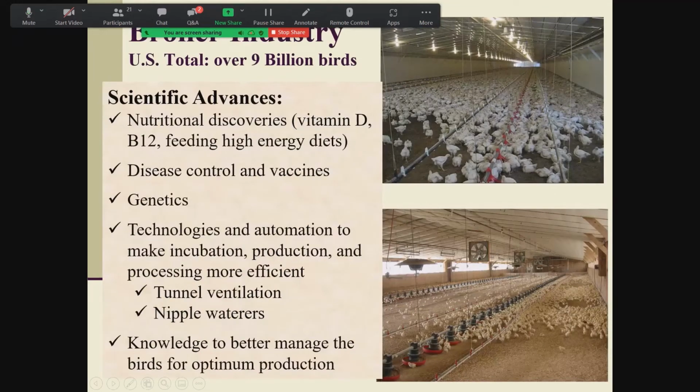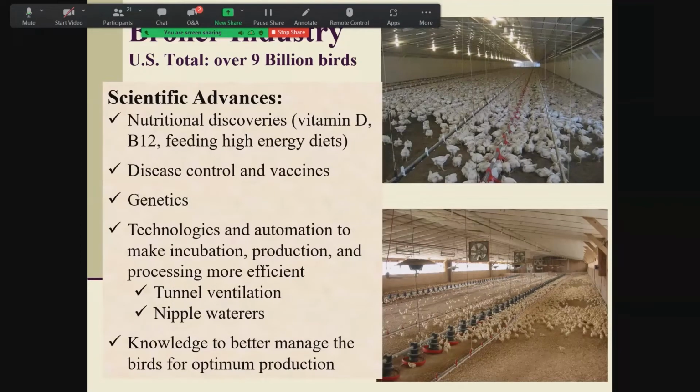Now, when you look at the broiler industry real quick, just to show you the difference, because I know we're going to run out of time if I don't, there are about 9 billion birds raised for meat in this country every year. If you look at what we've done there, all these things have had a huge impact on our ability to raise chickens very efficiently and very humanely.